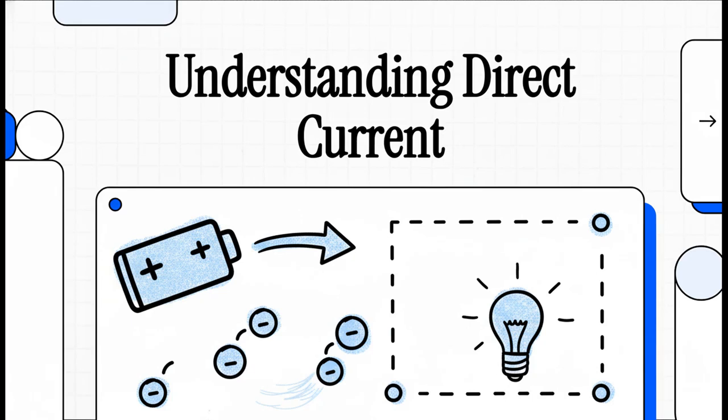All right, today we're going to go on a pretty wild journey, a microscopic one, to follow the path of a single electron. And why are we doing this? Well, it's because understanding its simple one-way trip is the absolute key to understanding direct current, the fundamental force that powers so much of our modern world.